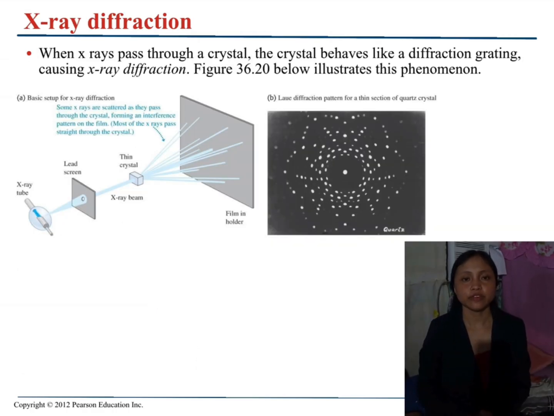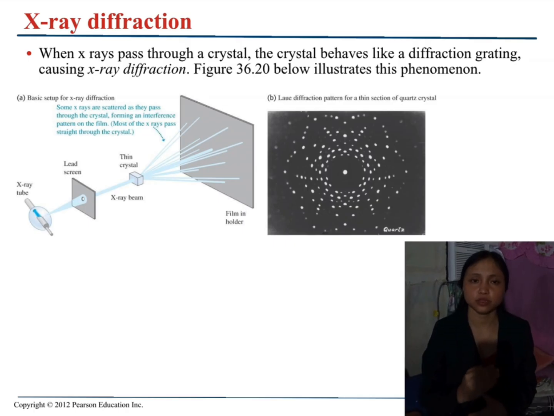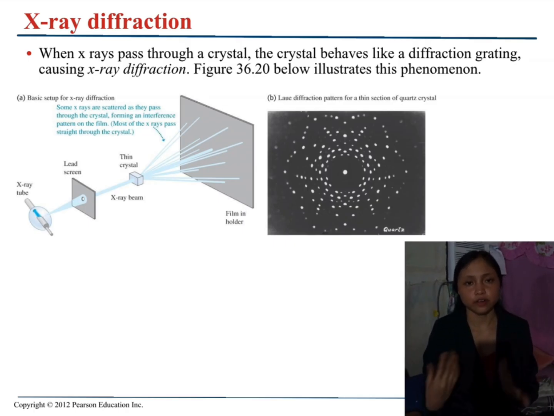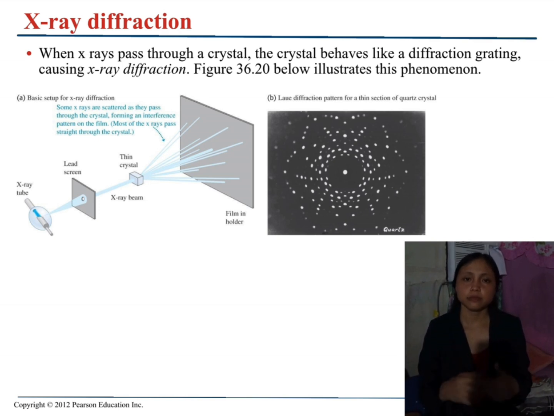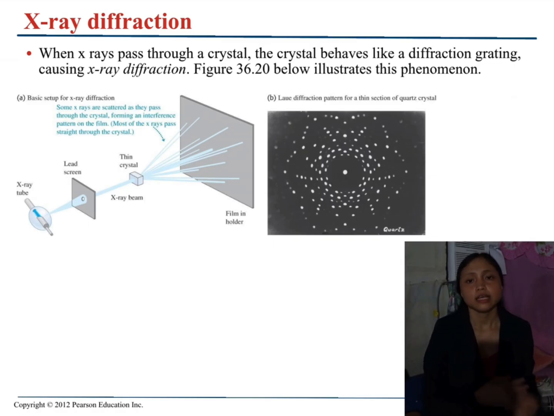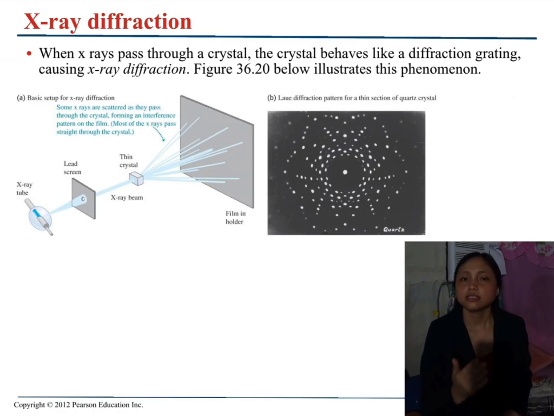Visible light cannot reveal atomic structures because its wavelength is too large. However, X-rays have wavelengths comparable to atomic spacing. When X-rays pass through crystals, they undergo diffraction. The crystal acts as a three-dimensional diffraction grating. By studying diffraction patterns, scientists can determine the atomic arrangements inside the materials. This technique revolutionized modern science.